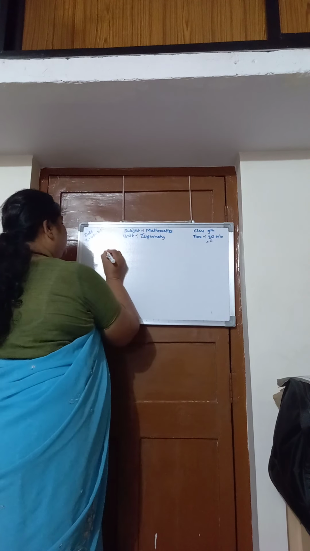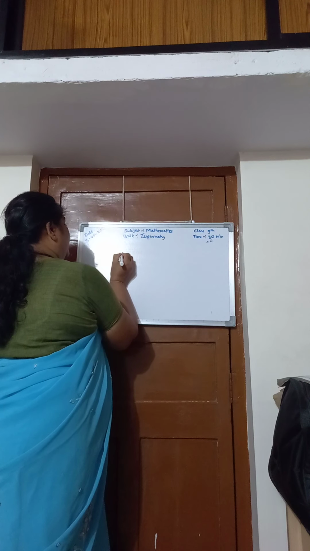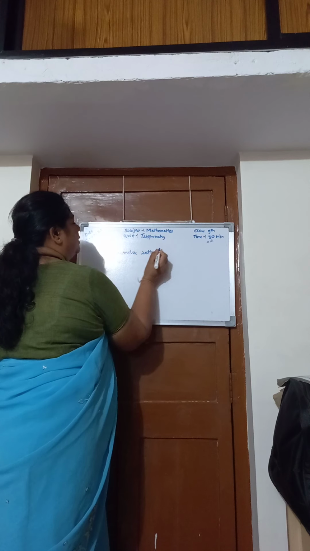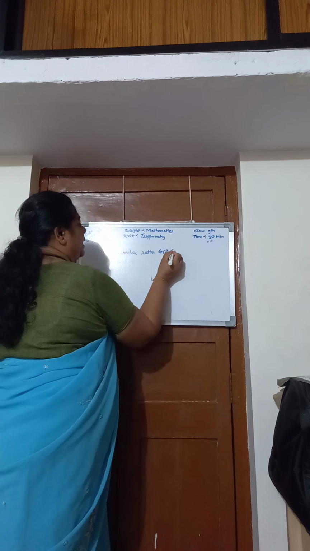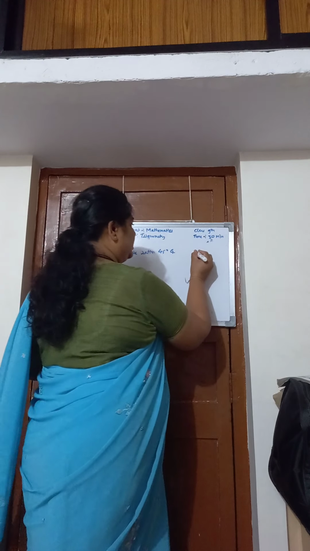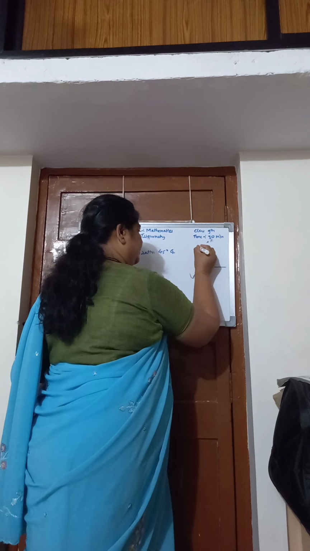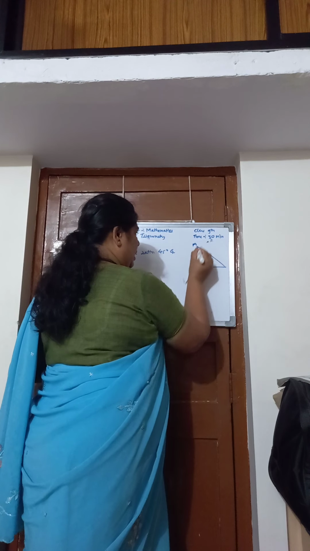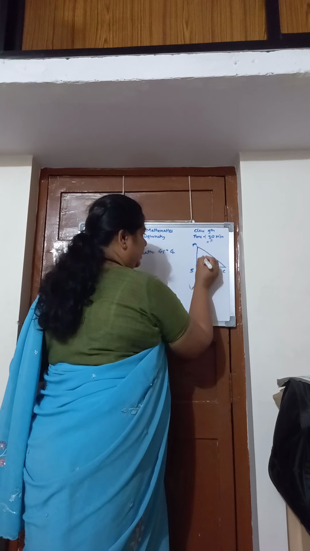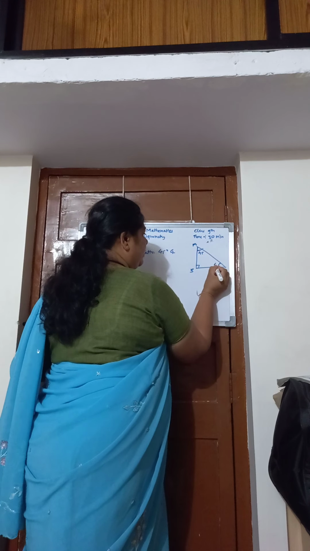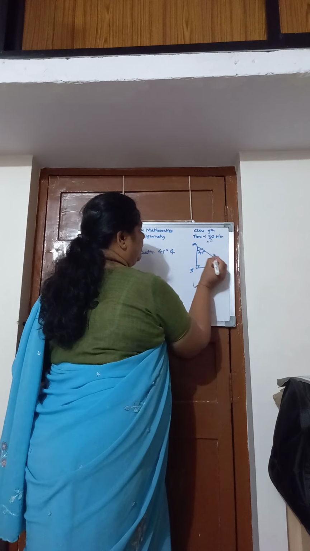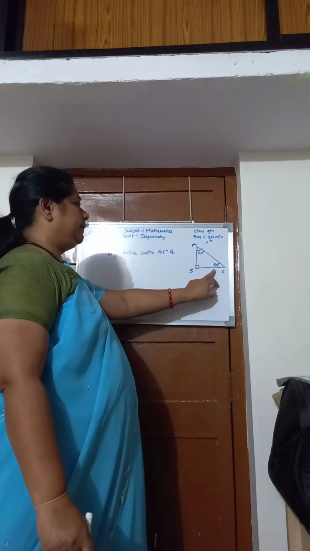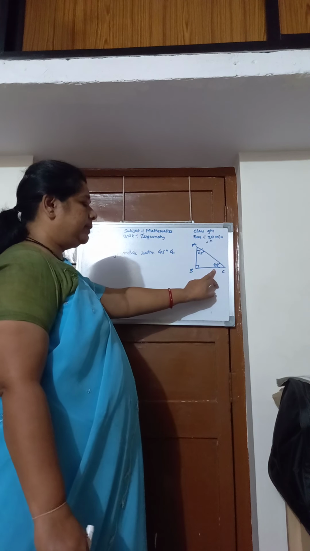Okay, then the trigonometric ratios of the 45 degree angle. For this, consider this diagram. This is 90 degree. Okay, A, B, C. This is 45, and this is also 45 degree. Then we have to calculate.